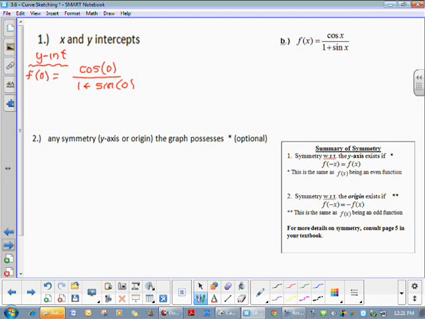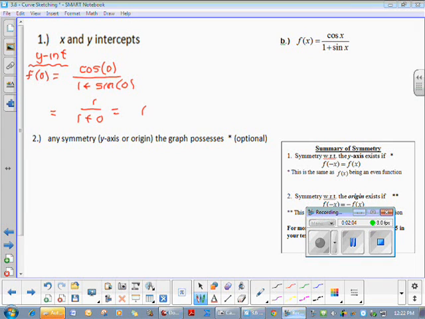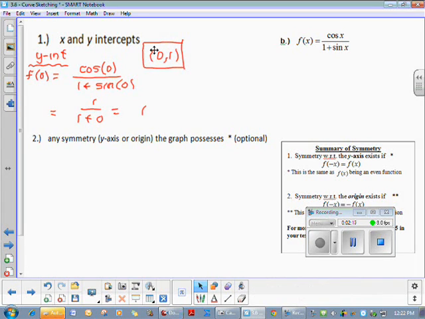So the cosine of 0, all divided by 1 plus the sine of 0, would be, well, the cosine of 0, we of course know to be 1. And 1 plus sine of 0, the sine of 0 is going to be 0, of course. So 1 over 1 plus 0. We end up getting 1 as the y-intercept. Now, we could certainly write this ordered pair as (0, 1), and we'll circle that for future reference.